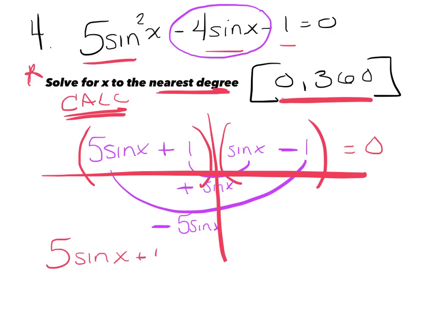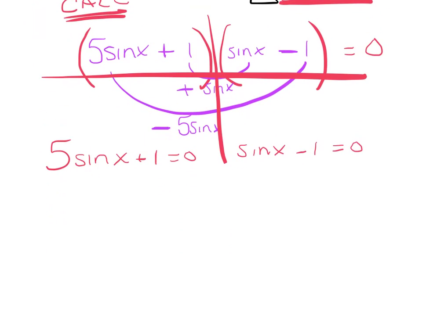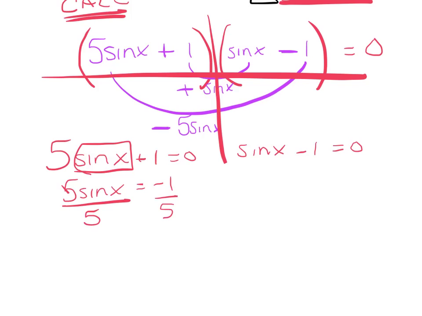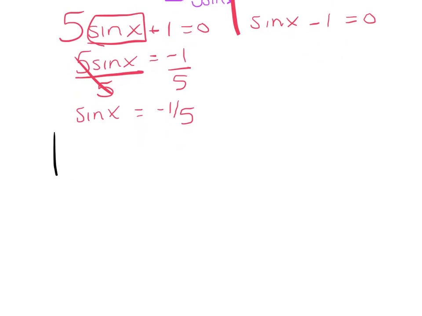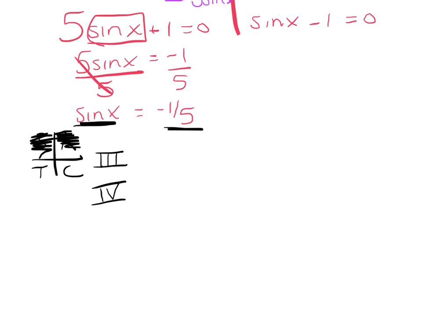So 5 sine x plus 1 equals 0, and sine x minus 1 equals 0. Alright, solve for sine x. So I would subtract 1, and then divide by 5. Okay, so here's where we really have to slow down. Let's get our quadrants. All students tip cows. I'm sine and I'm negative. So they're all positive here, and sine is positive here. That means my two answers should be in quadrant 3 and quadrant 4, first of all.